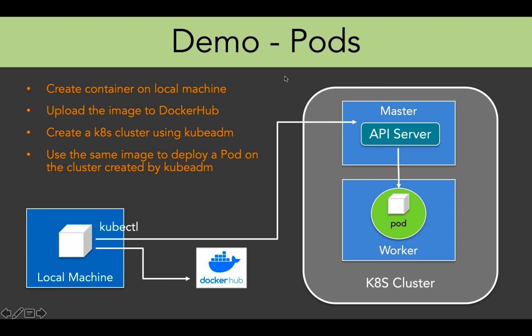So alright, so first two steps are done. We have created a container on local machine. Basically, we created two containers on local machines, and we uploaded both the images to Docker Hub. The next step is to create a Kubernetes cluster, which is already there using kubeadm from the previous section. We have created the cluster using kubeadm, which has one master and two worker nodes. Now what we'll do is we'll use the same Docker images, which have been posted in Docker Hub, to deploy a pod on the cluster.